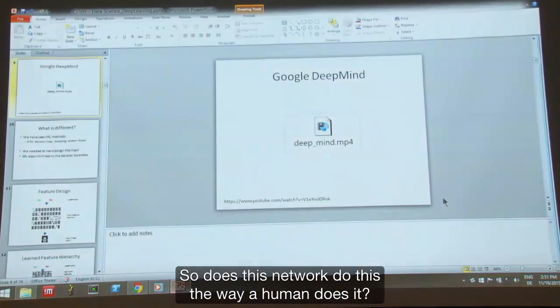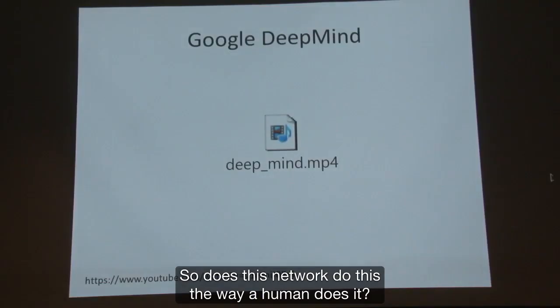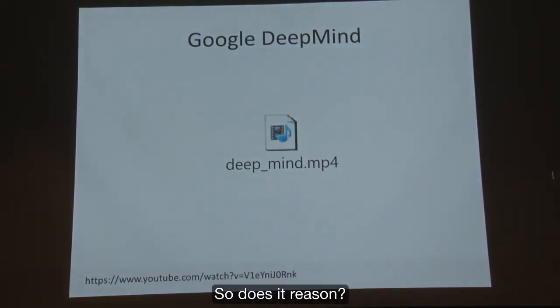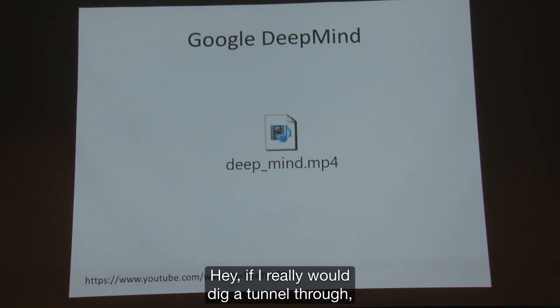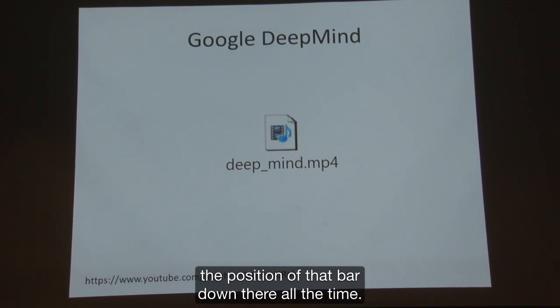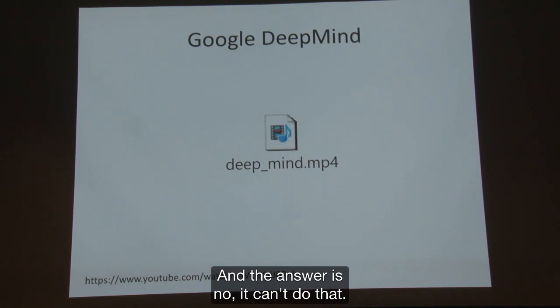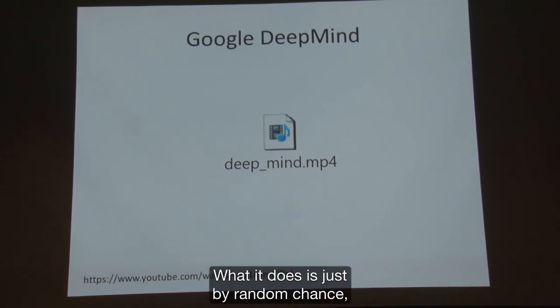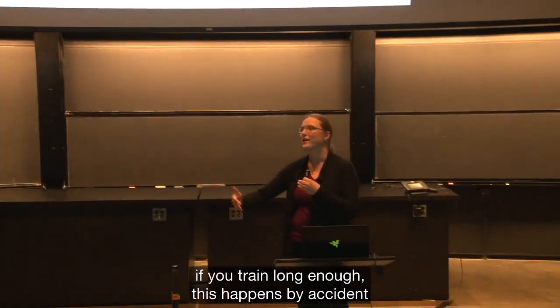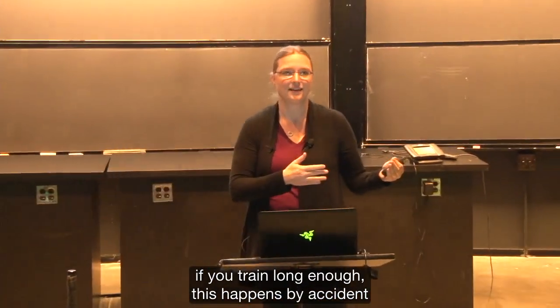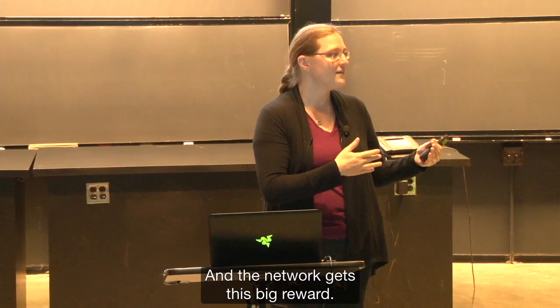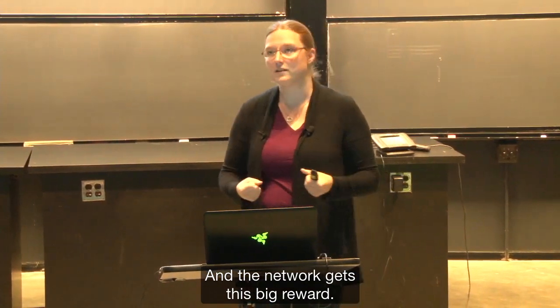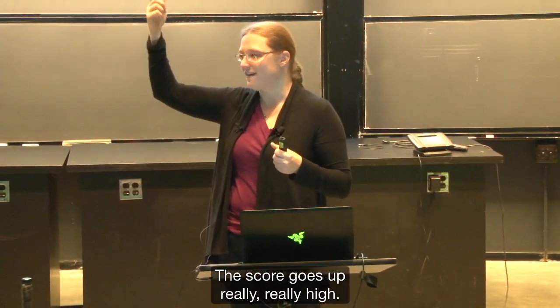So does this network do this the way a human does it? Does it reason, hey, if I dig a tunnel through, then the ball would stay up there and I wouldn't have to hectically change the position of that bar down there all the time? And the answer is no, it can't do that. It can't reason. What it does is, just by random chance, if you train long enough, this happens by accident, somewhere along the line. And the network gets this big reward. The score goes up really, really high.